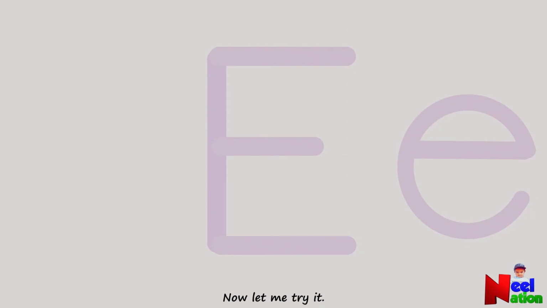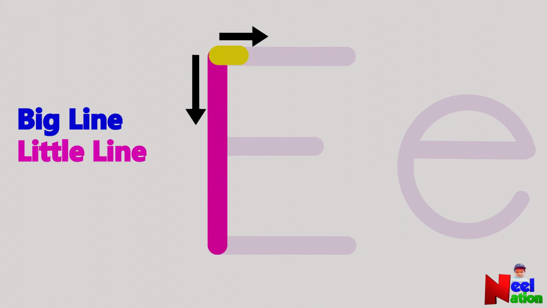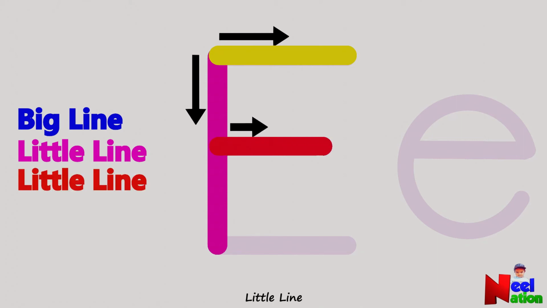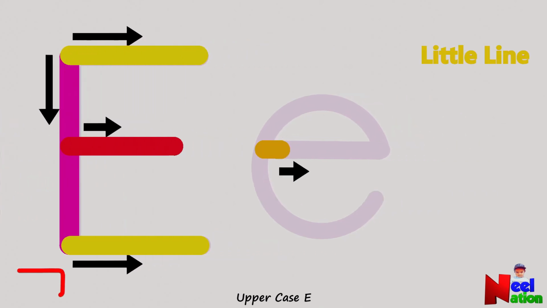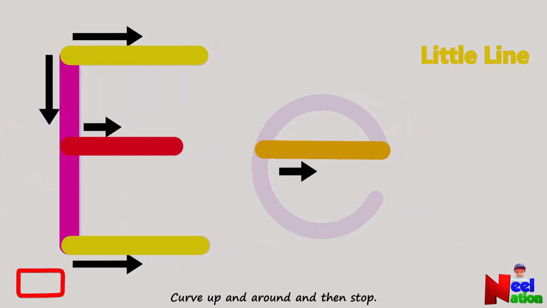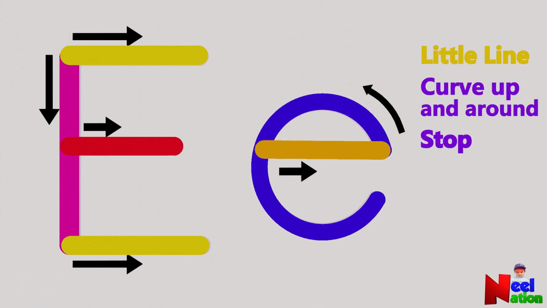Now let me try it. Big line, little line, and little line. Uppercase E, little line, curve up and around, and then stop. Lowercase e. Great job!